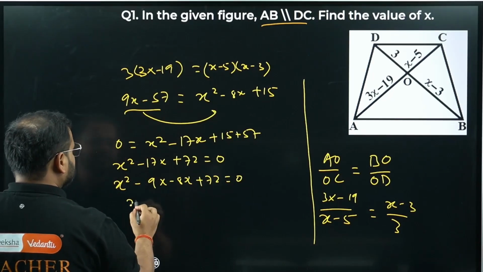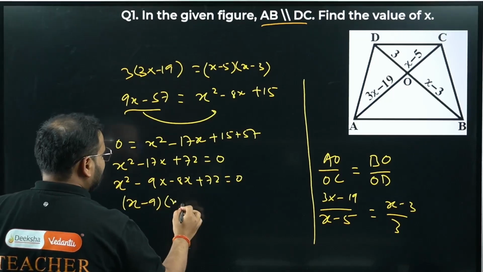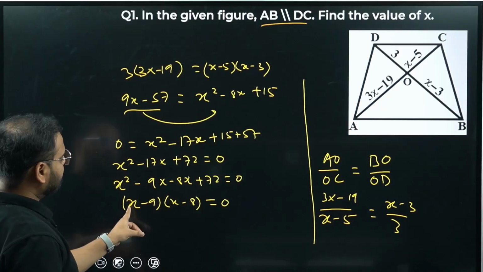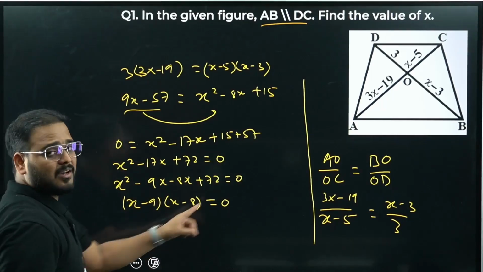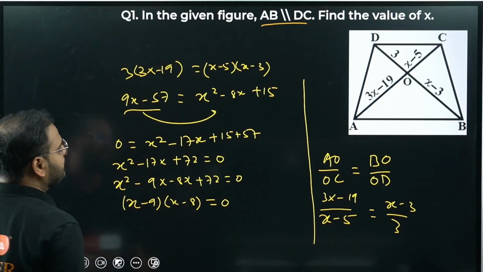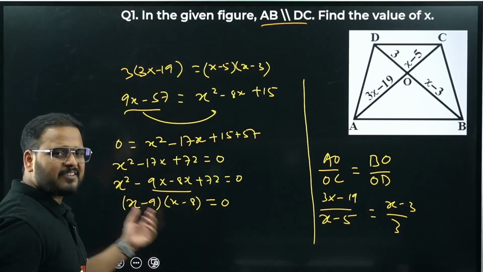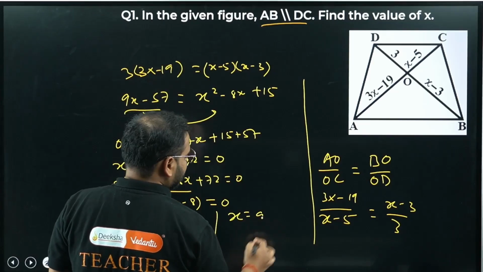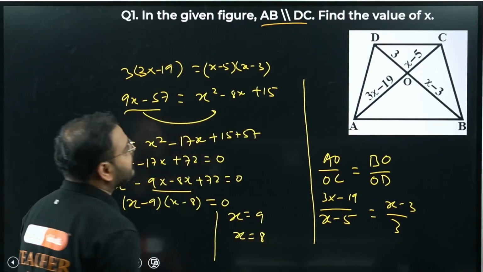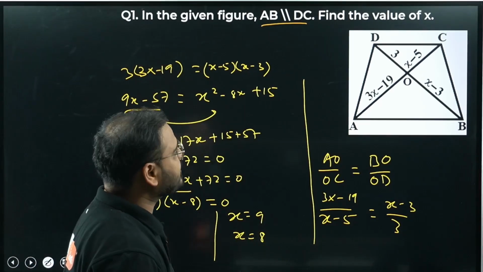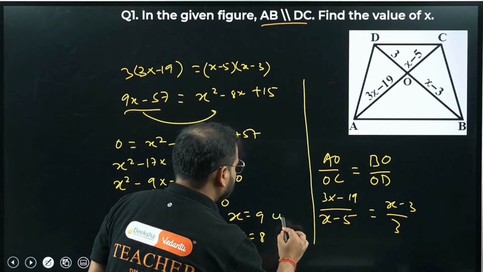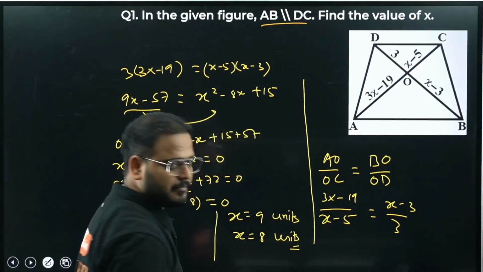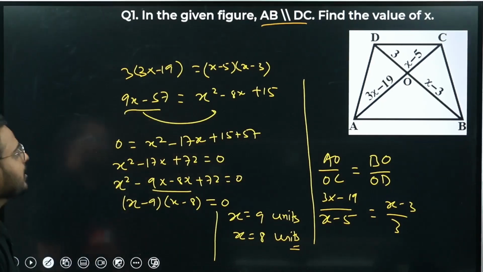My factors are coming like this. Please have a look. x minus 9 times x minus 8. Do the factorization, please check. x into x is x square, minus 9 into minus 8 is plus 72, and minus 9x minus 8x becomes minus 17x. So I'm getting x equals 9 or x equals 8. So the value of x is either 9 or 8. Nothing is given, so I can write units here. The question is answered. Question number 1 is over.